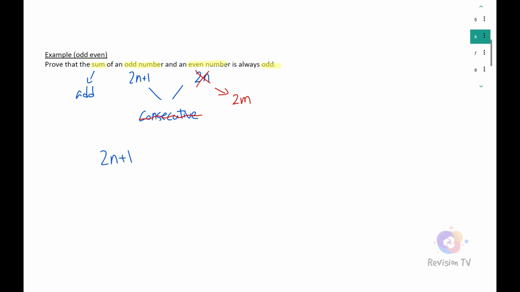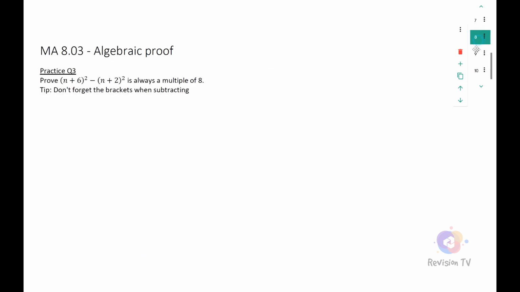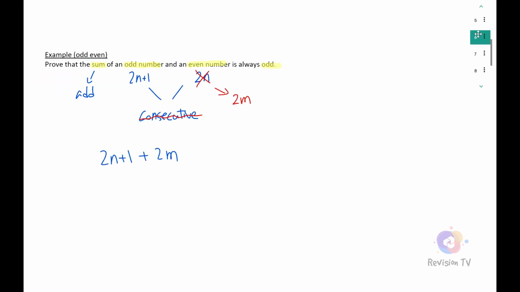So 2m plus 1 plus 2n. Next, to show it's an odd number, what do you realize about odd numbers compared to even numbers? The difference is 2 times something, and then you have plus or minus 1. So you want to factorize 2 out. First I'm going to put the 2n and 2m together, because they both have a 2 in the front. So I'll first write 2n plus 2m plus 1.